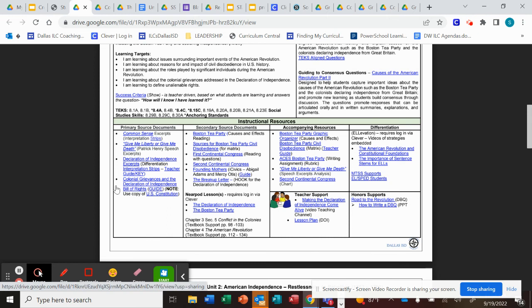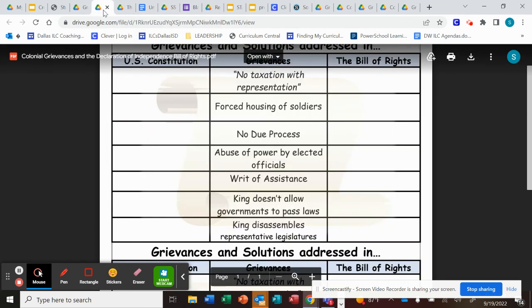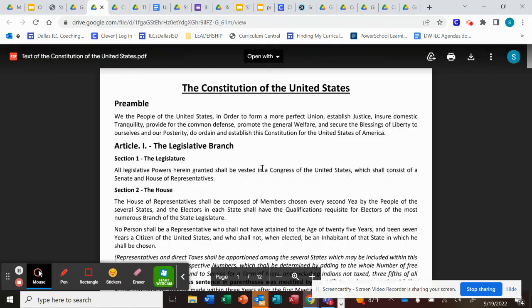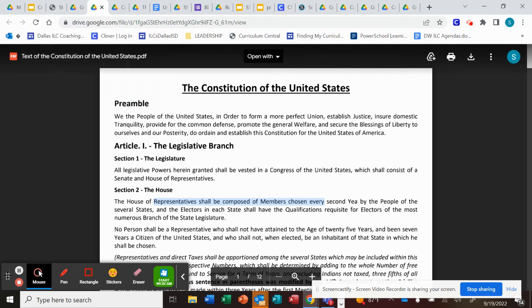So if students are reading grievances and then going to the Constitution to see how it was addressed, then the level of the rigor of the standard is addressed, and then the practice is addressed by using the actual Constitution, and then going to the Constitution and actually highlighting the text evidence of where they found their information. And that is Hot Text 2.0, how it shows up in instruction.